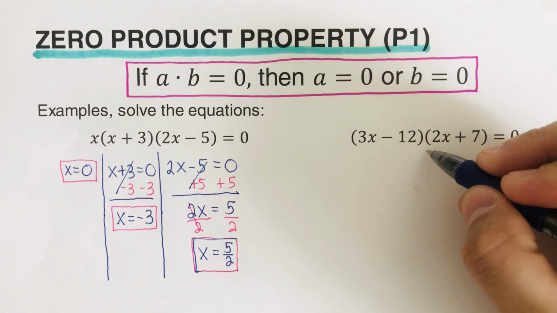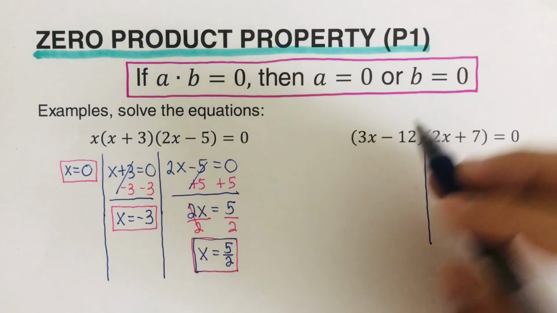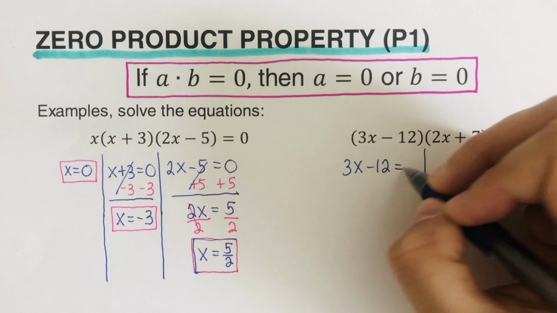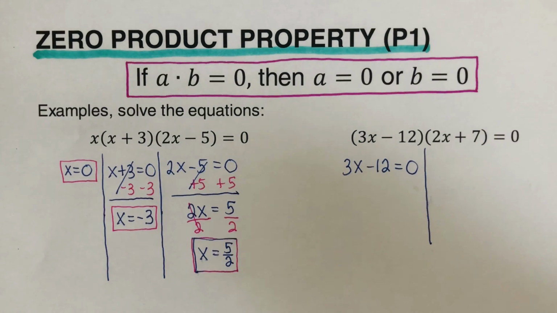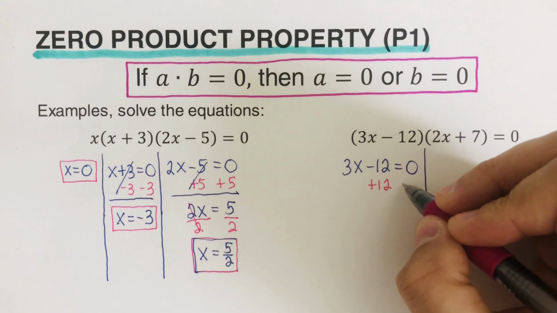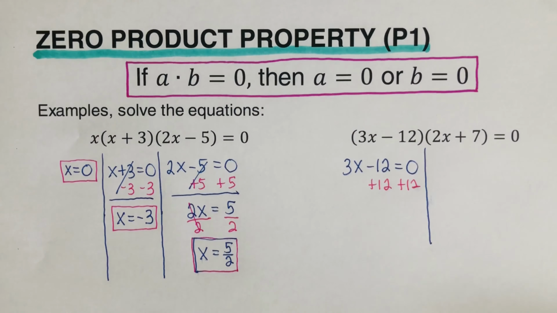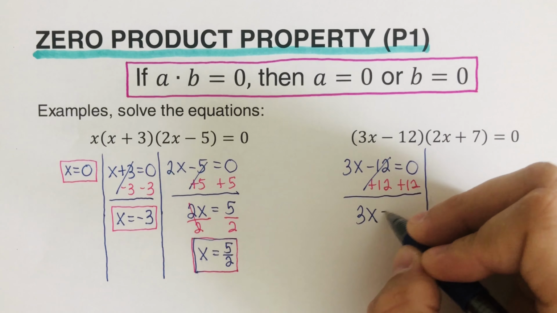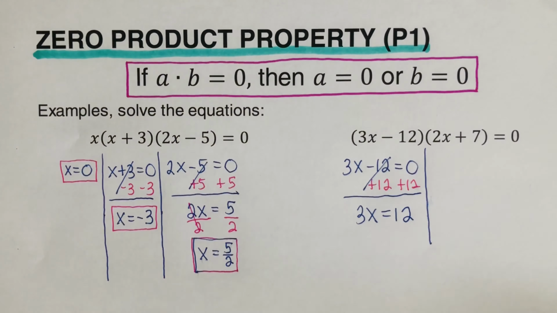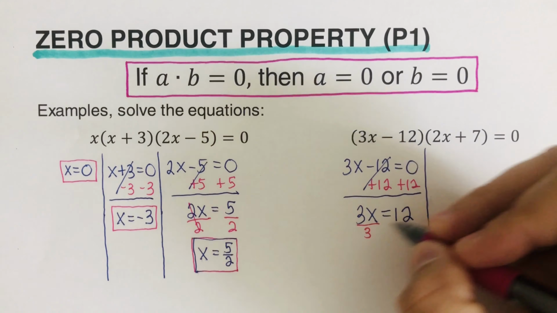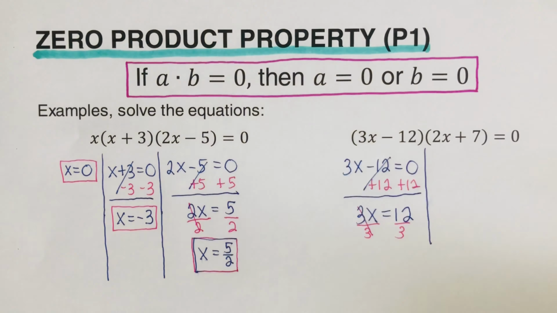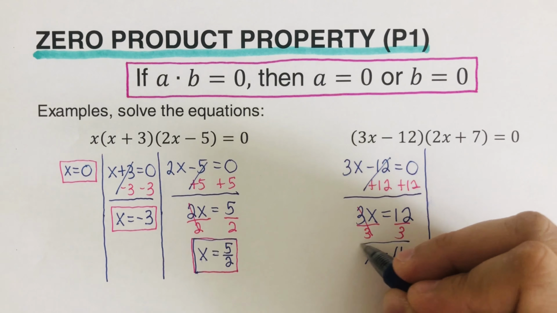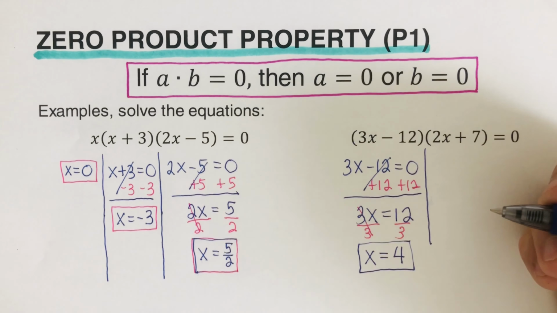Okay, so we pretty much do the same thing. We're going to divide this into 2. So we have 3x minus 12 equals 0. Then I add 12 to both sides, so I can cross out the 12 here. I'm left with 3x is equal to 12. Divide both sides by 3 because I want x by itself. So x is equal to 4.